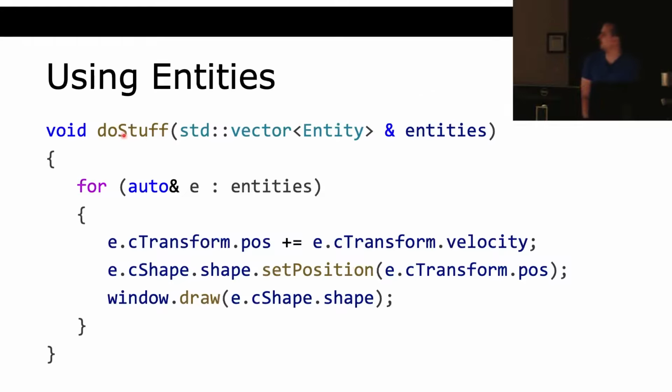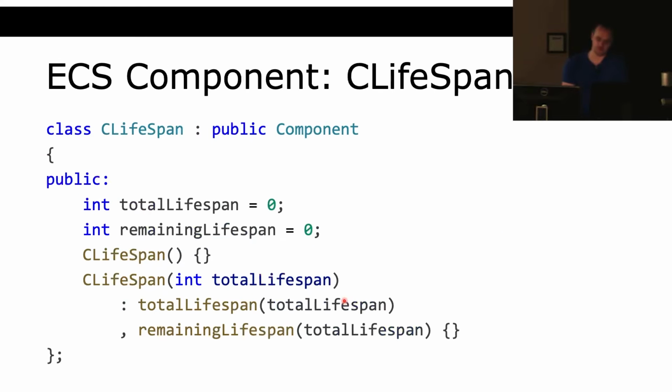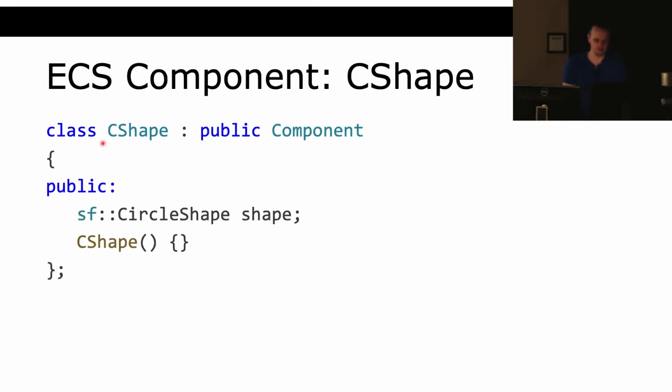So how do we use entities? Let's say we have a function, and that function takes in some collection of entities, so a reference to a vector of entities here, for example. I can iterate through those entities and do something like, hey, add the velocity to the position. Take the entity's shape component and set its position to the transform's position. And then window.draw e.shape.shape. I know .shape.shape is weird, but it would essentially get the shape component and get the shape variable from the shape component and then just draw that to the screen.